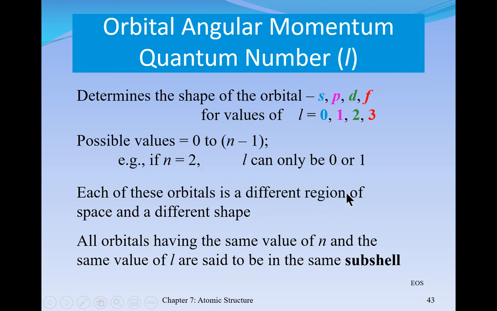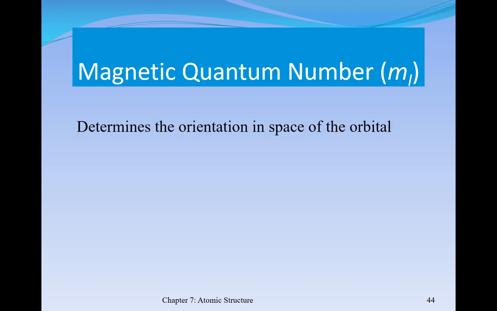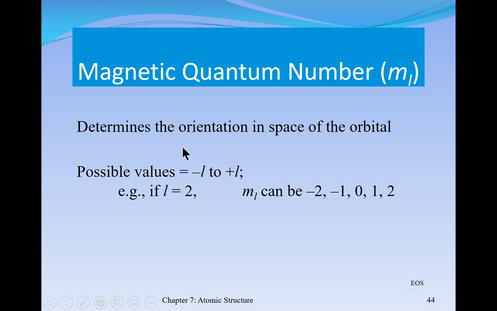All right? Now, the next quantum number we're going to talk about actually gives you information about the number of orbitals that are present within a subshell, and that's called the magnetic quantum number. In actual fact, this magnetic quantum number determines basically the three-dimensional orientation of the orbital in space. And the possible values of ml depend on the value of L for the subshell. So for example, if L is equal to 2, then the possible values of ml would be, well, let me just say this first. Possible values would go from minus L to plus L, all right?